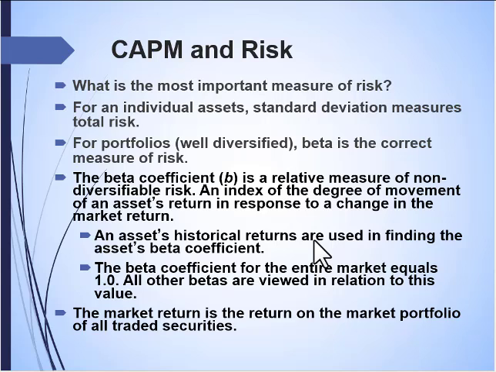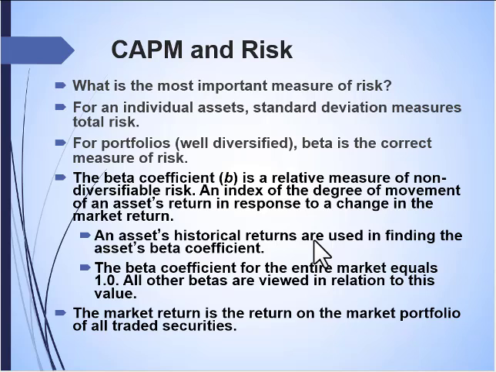what's the most important measure of risk as we go through this? For individual assets, standard deviation. For portfolios, the correct measure of risk is beta. Beta is a relative measure of non-diversifiable risk or market risk. It measures the degree of change in an asset's returns when the stock market changes. So the historical returns are used to help find this asset's beta.